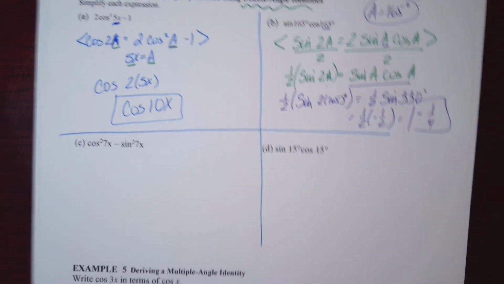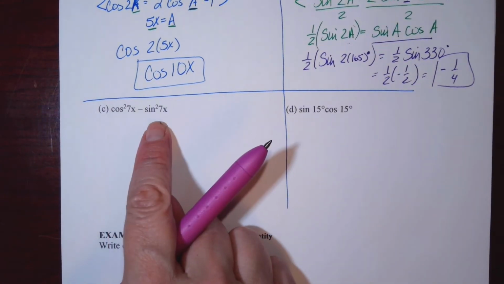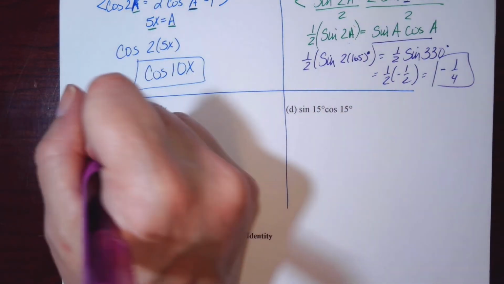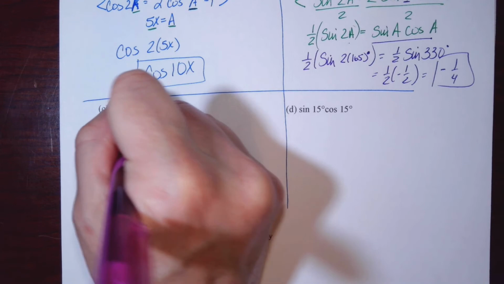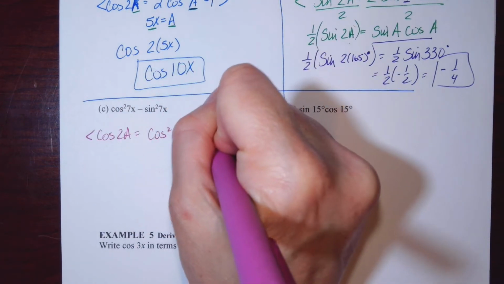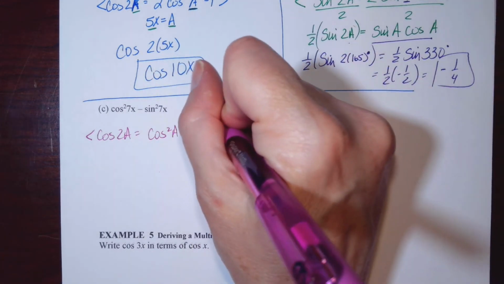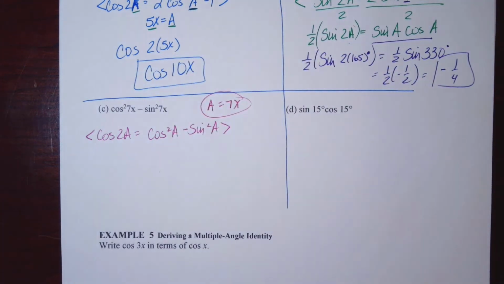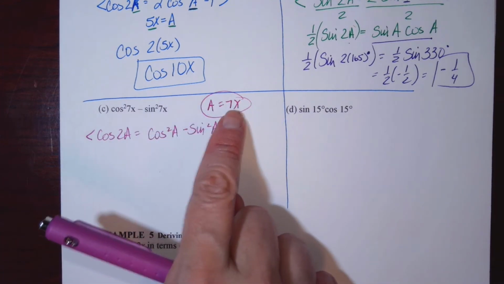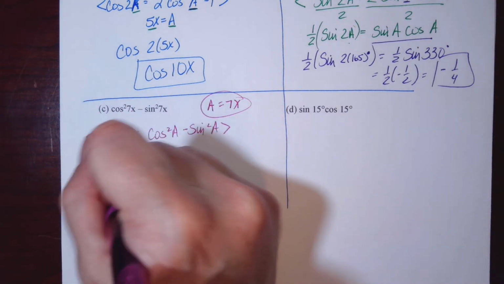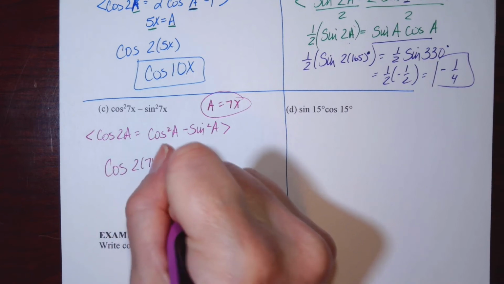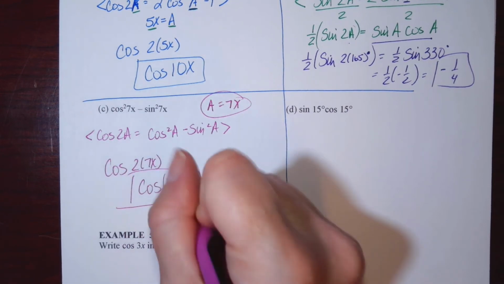Alright, let's look at the next one. Cosine square 7x minus sine square 7x. Go look at your double angle identity sheet. This is cosine 2a equals cosine square a minus sine square a, where a is 7x. So I've been given this right side. I'm going to replace a as 7x into the left so that I have cosine of 2 times 7x. Well, that's just cosine of 14x, and there's nowhere else to go from that.